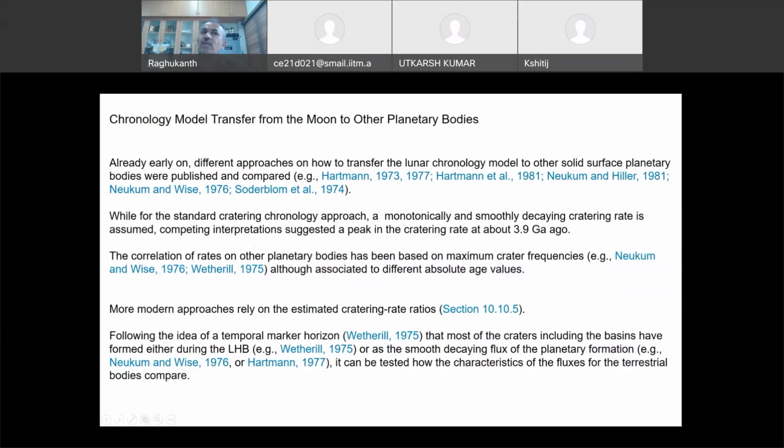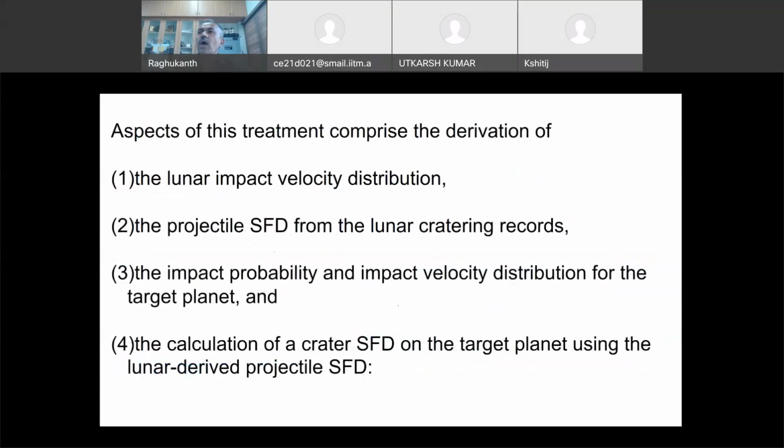And then they have derived the lunar chronological model, transferring from the Moon to other planetary bodies also. So this is how they started. These are the steps actually. Now I know it for the Moon, but how do I translate this graph to other planets? They say there are 4 steps.